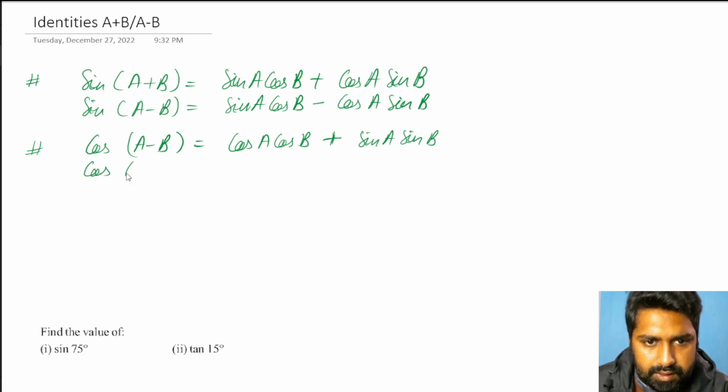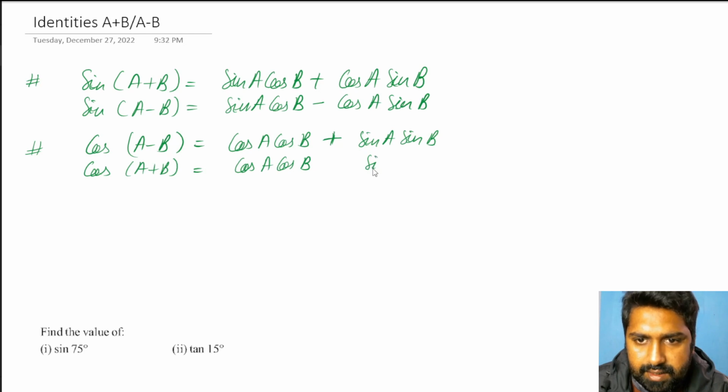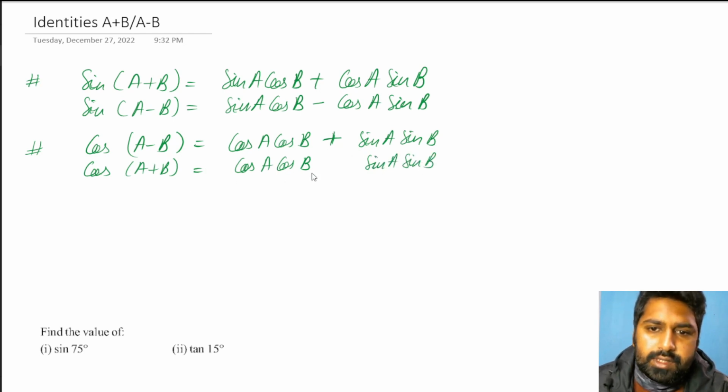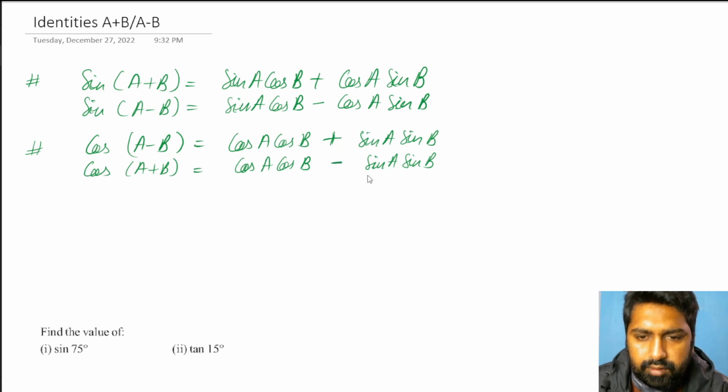Similarly, cos a plus b. So again, the format is cos cos. So cos a cos b, sin a sin b, and the identity is for plus. So put a sign of minus. So learning formats makes the formula slightly easier here.